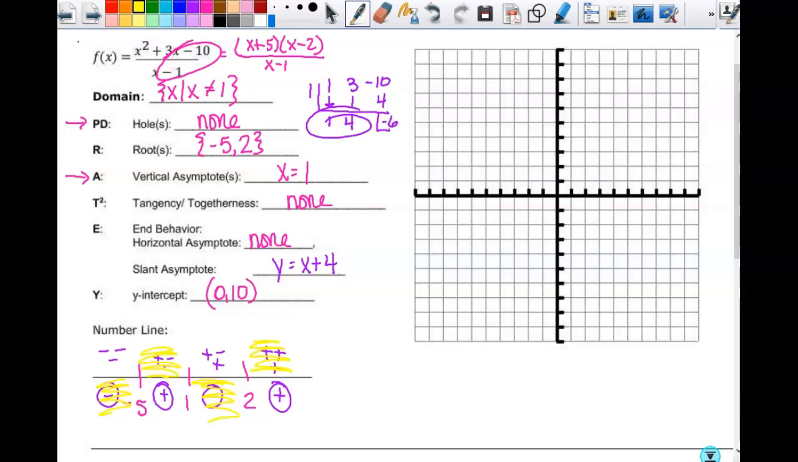Okay. All right. So let's graph some things on our graph over here. I've got roots at negative 5, 2. I've got a vertical asymptote at x equals 1. Slant asymptote at y equals x plus 4.